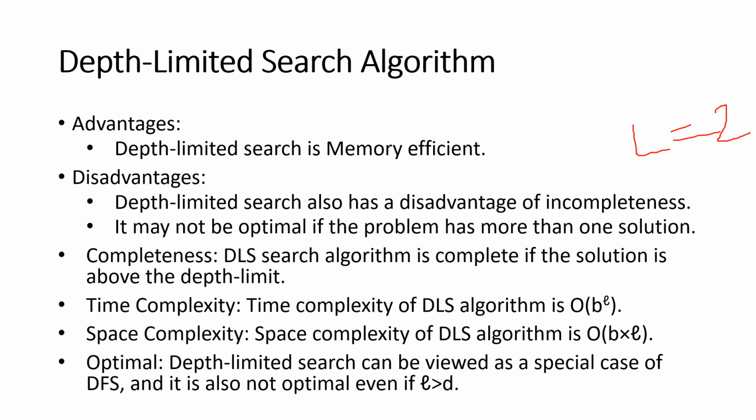Then we can say optimality. Depth limited search is not optimal. Even if L is greater than d, it is not optimal, since it's a special case of depth first search, it does not guarantee finding the best or shallowest solution, because we are not considering the cost here. So depth limit search is a memory efficient depth first search algorithm that avoids infinite paths by imposing a depth limit, but it is neither complete nor optimal in general.